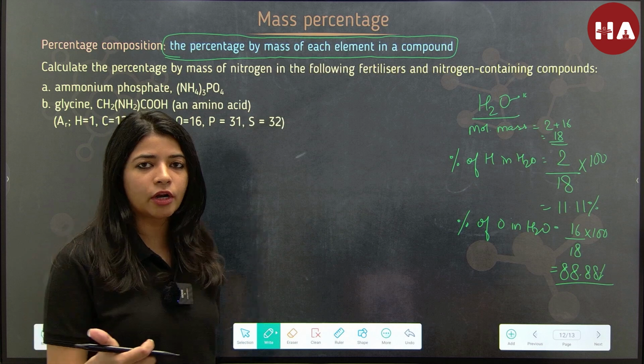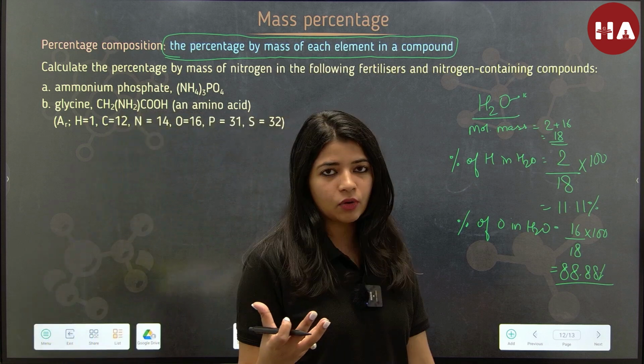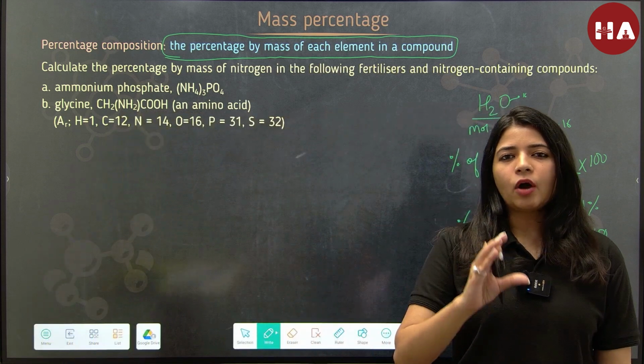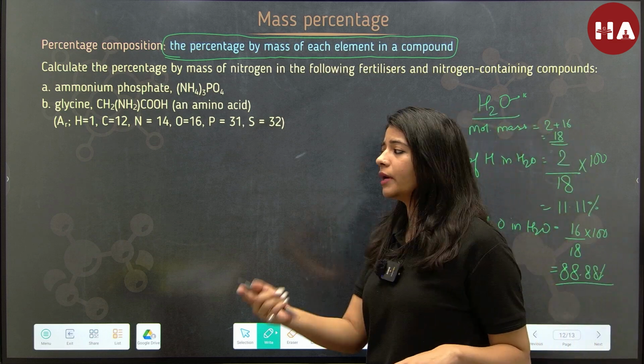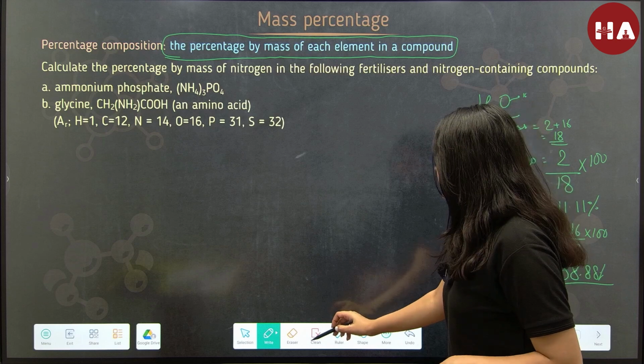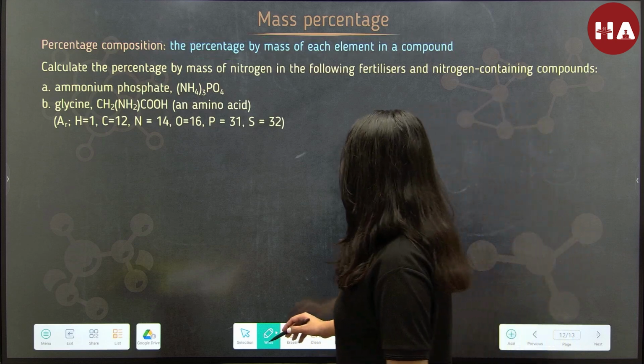So this is how we calculate mass percent. If we wish to calculate the percentage of a particular element present in a compound, then we do it like this. So let me clean this. Now let's get to the question.